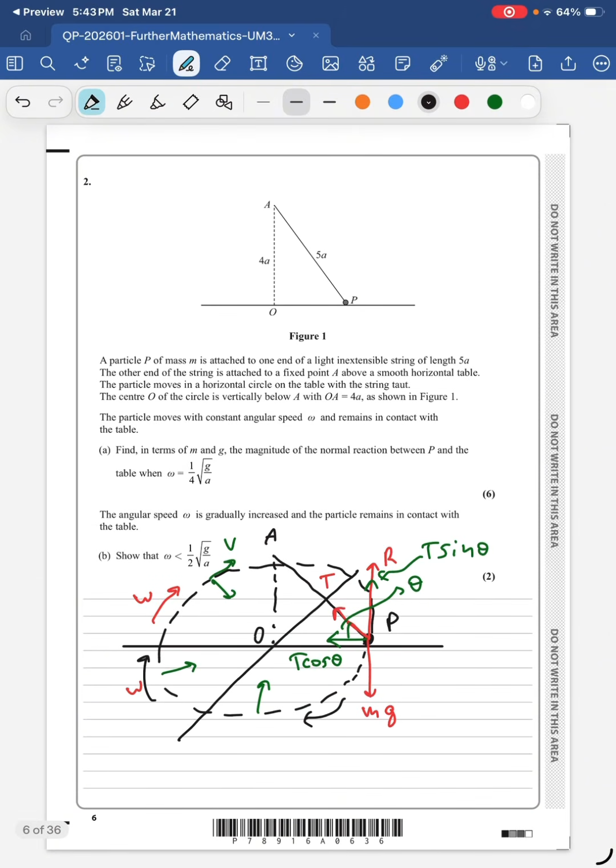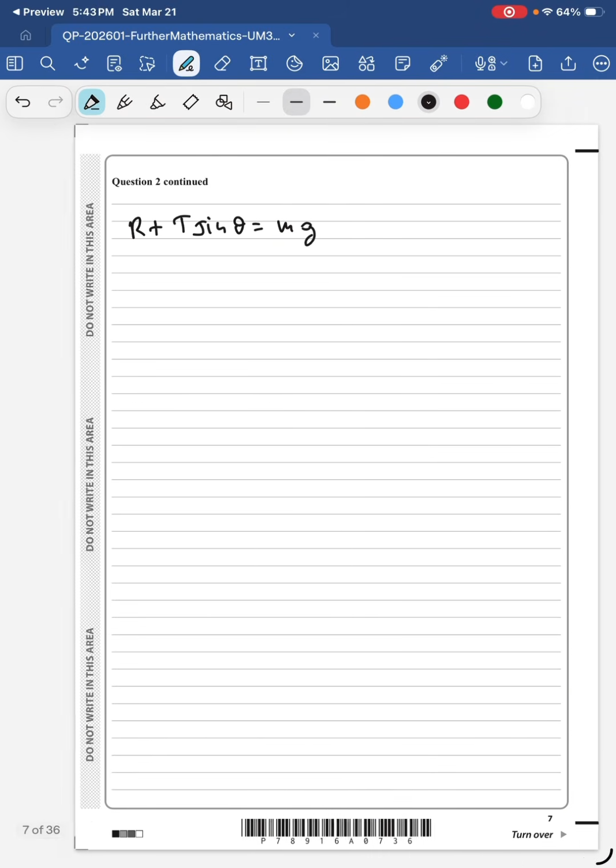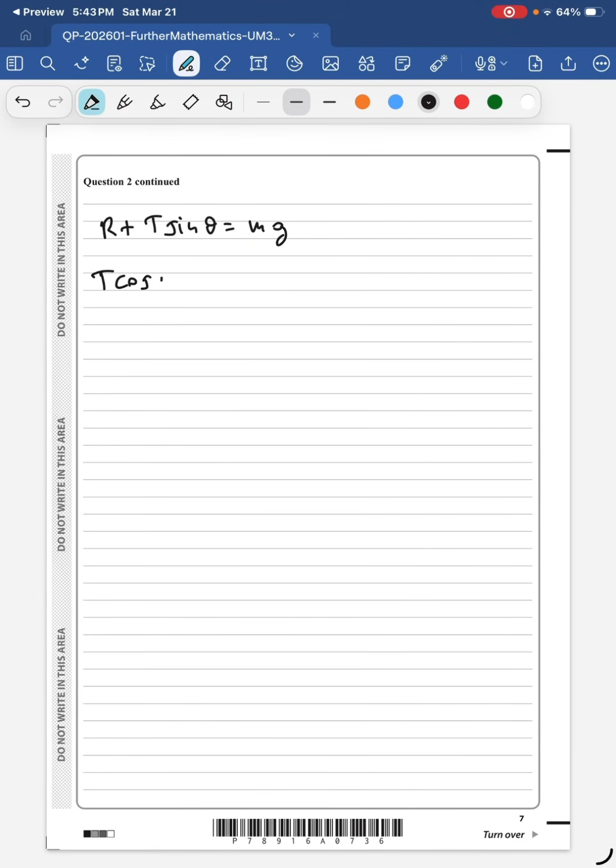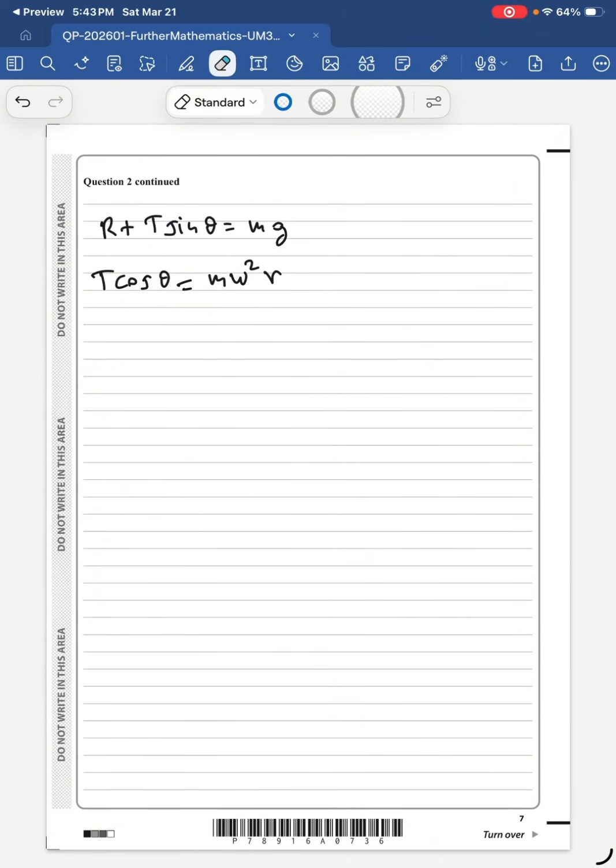And then in the horizontal direction, where the motion is going on, we have T cosine theta, the tension times cosine theta, plays the role of the centripetal force. So it's equal to m omega squared times r. Let's keep them like that. So this is 1 and this is 2.